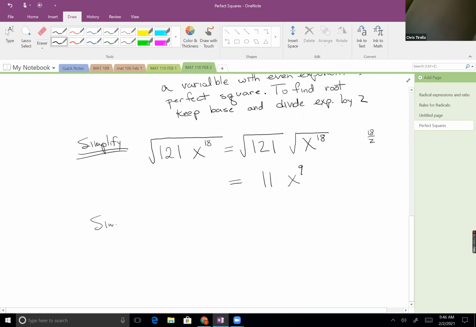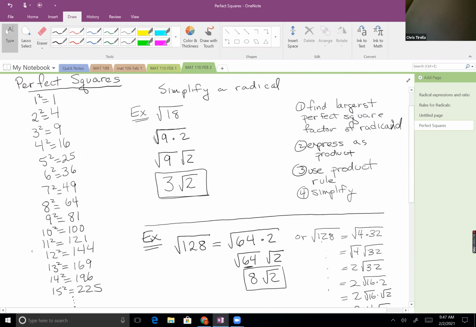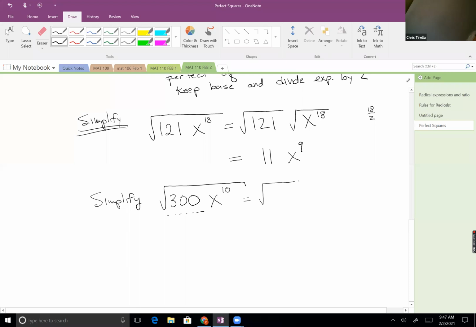Instead, if I want to simplify the square root of, let's say, 300 x to the 10th, well, this time 300 is not a perfect square. But if I go and look at, I'm going to scroll up a minute, those perfect squares, does anybody see a number that goes into 300 evenly? Hopefully, everybody recognizes that I can see that 300 as 100 times 3. And then that exponent on x is even, so that's a perfect square.